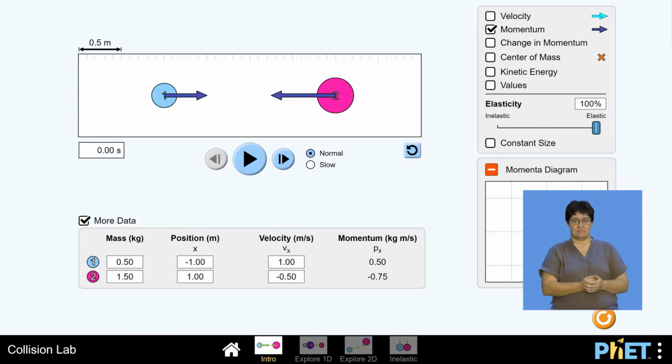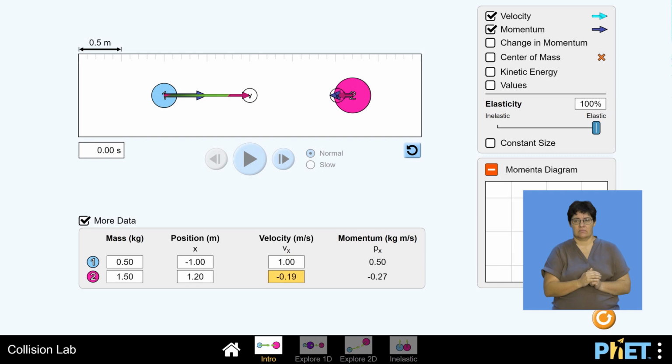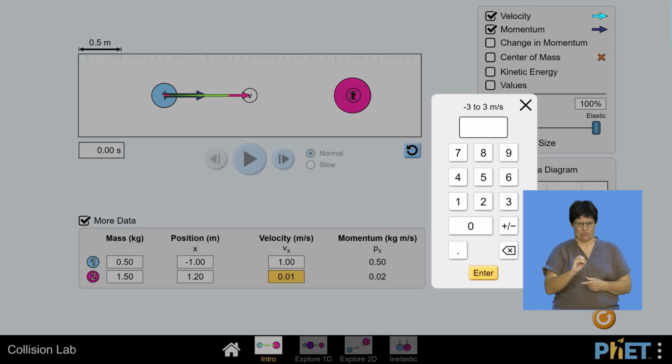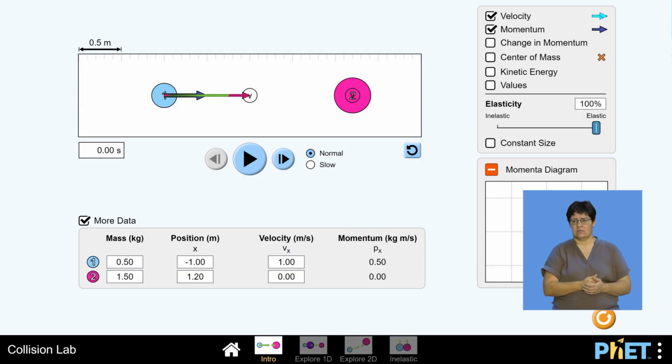Let's reset this. Now we're going to do one slightly different. I'm going to change this velocity. It will let me do it eventually. Okay, there we go. What I'm doing is making the original velocity naught. I'm making this stationary. So now we have one object that's stationary and another object that's moving.